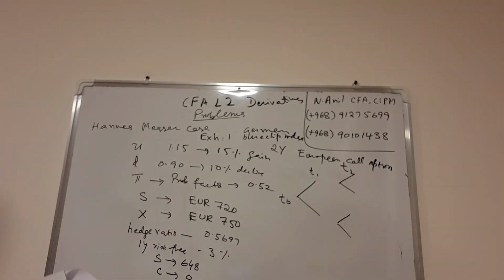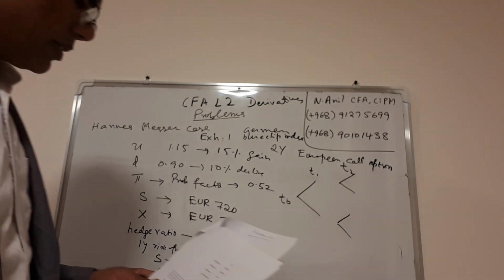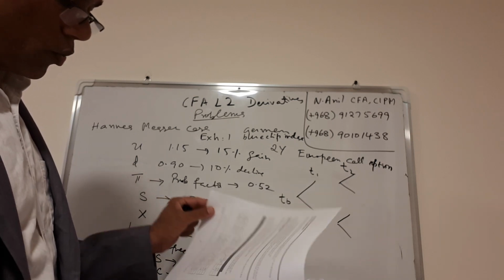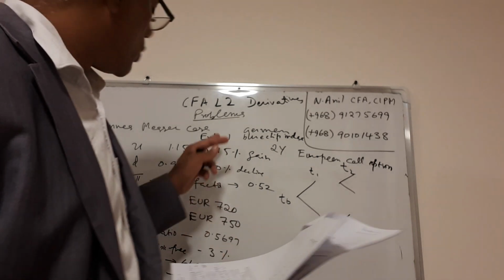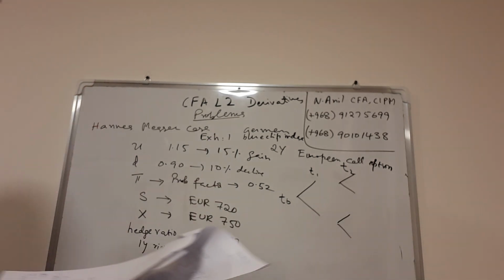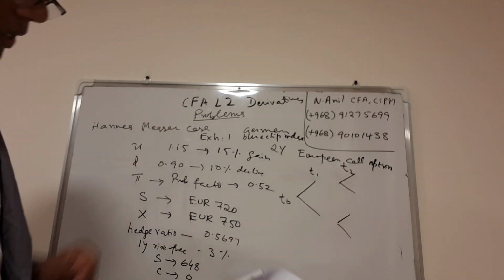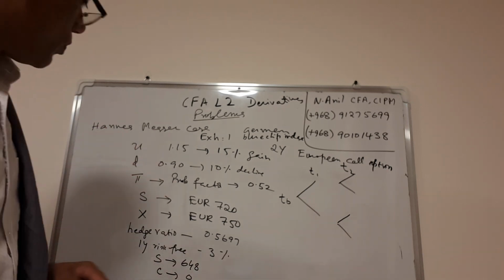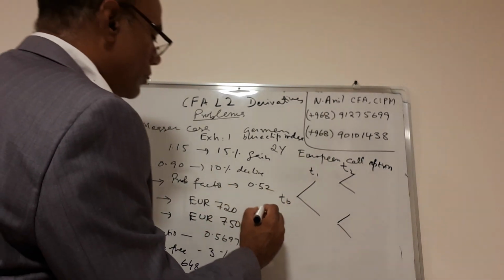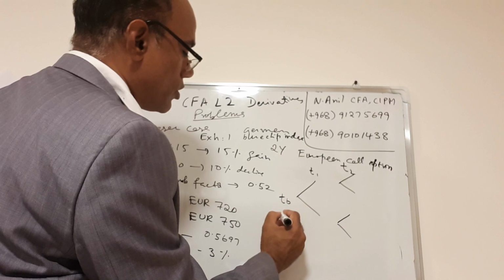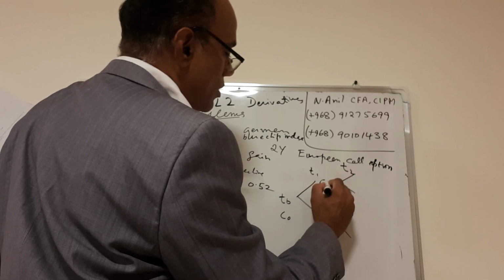Now this is the first exhibit. Based on this exhibit, there is one question. Using the binomial valuation method and the data in exhibit 1, the price paid 1 year ago for the call option with a strike price of 750 is closest to what? So we have to find C0, 0 meaning it is time 0. This is C1, C2.